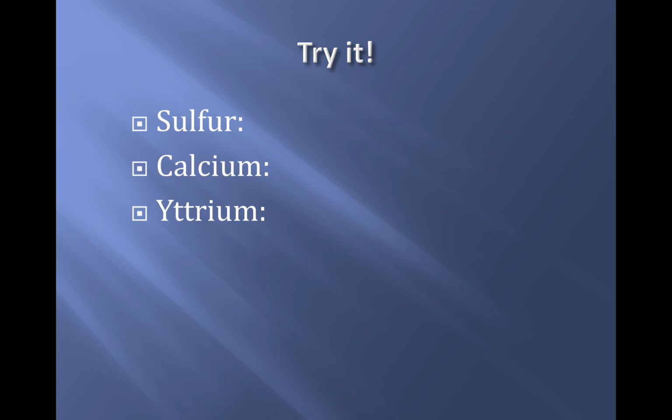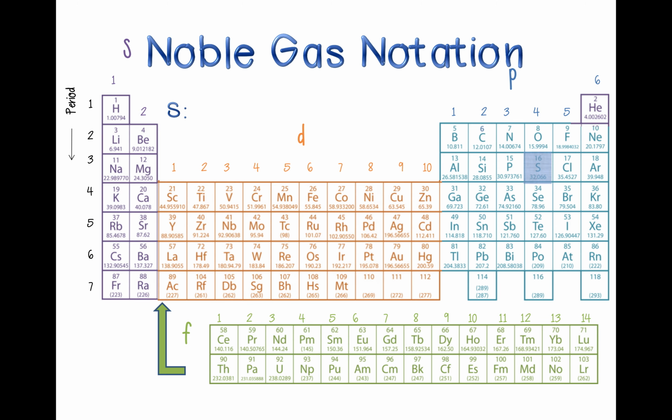So there's 3 up on your screen. Go ahead and give them a try, and then I'll share the answers with you. So for sulfur, the noble gas before sulfur was neon. So we put that in brackets. In the same line as sulfur, we have 3, that's the period, s is the block, and I'll pass 2 elements, so 3s2. And then I get all the way over to the p orbital. It's still the third period, p orbital, and sulfur is the fourth element, so that would be the noble gas configuration for sulfur.